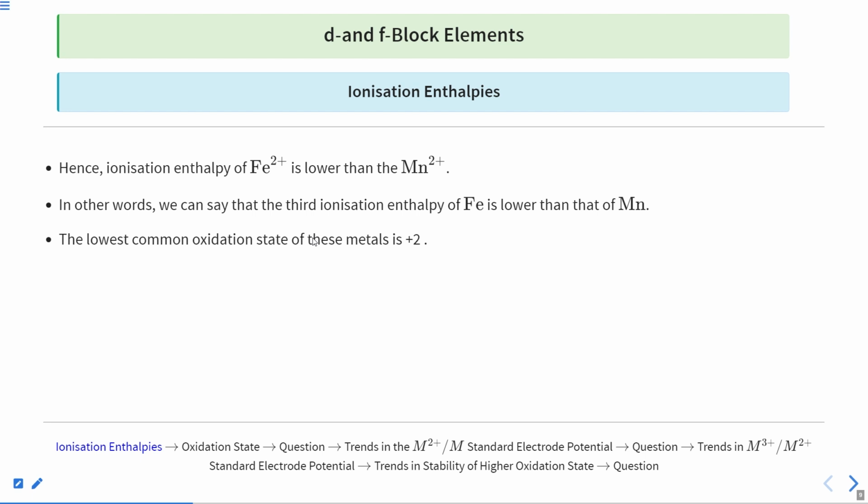So the ionization enthalpy of Fe2+ is lower than that of Mn2+. In other words, the third ionization enthalpy of iron is lower than that of manganese. So the lowest common oxidation state of these metals is +2. This is very, very important: we don't see a +1 oxidation state for the transition elements. We see +2, +3, greater than +2, but we will never see +1. So +2 is the lowest oxidation state possible.